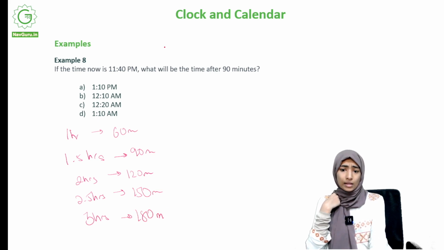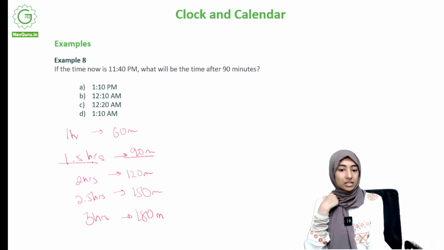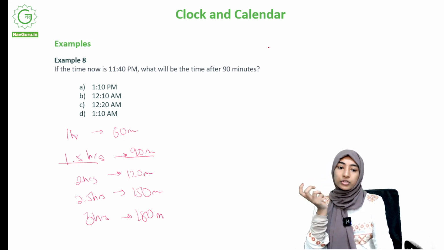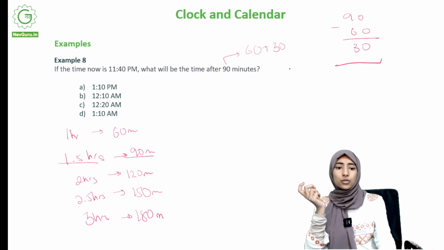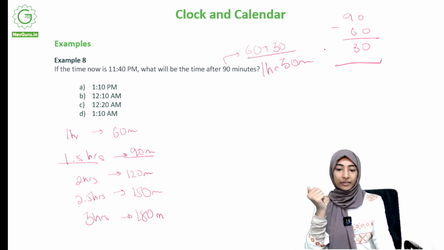So 90 minutes is 1.5 hours. It's very easy. Now, if you did not know this, just try finding 90 from 60. You know that 60 plus 30 is 90. How do you get this? Just do 90 minus 60, which gives you 30. So you know 60 plus 30 is 90. You know 60 minutes is 1 hour and you know 30 minutes. 1 hour 30 minutes, that is 1.5 hours.